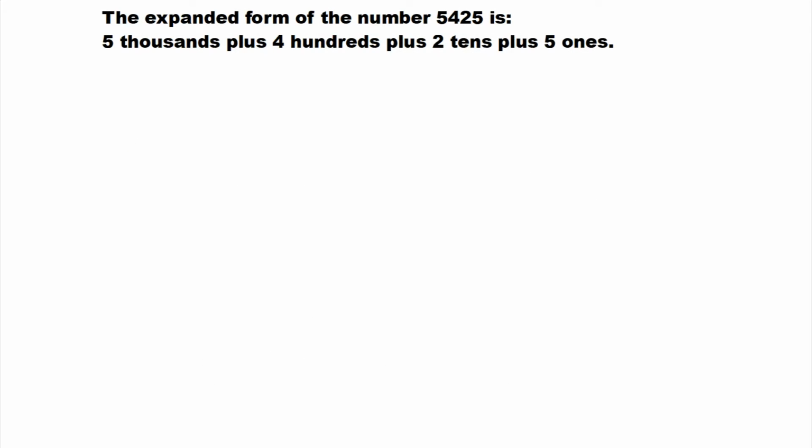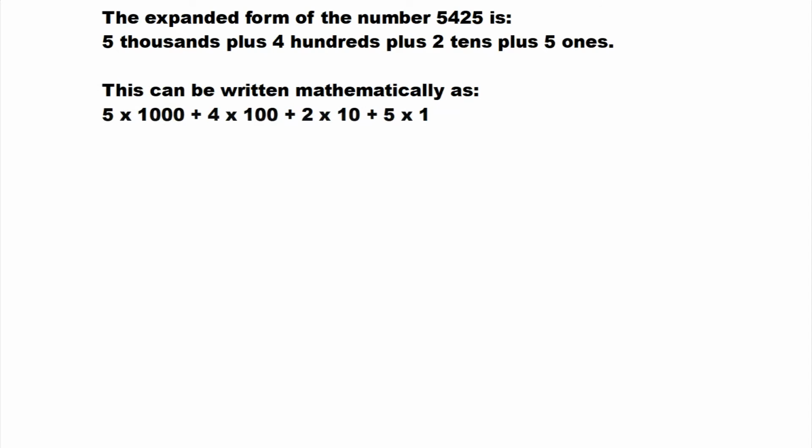The expanded form of the number 5,425 is 5 thousands plus 4 hundreds plus 2 tens plus 5 ones. This can be written mathematically as 5 times 1,000 plus 4 times 100 plus 2 times 10 plus 5 times 1. Or putting in brackets, which can sort of help separate each of the terms. The brackets aren't necessary because order of operations tells us to do the multiplication first before doing the addition, but the brackets can help you in understanding the problem.